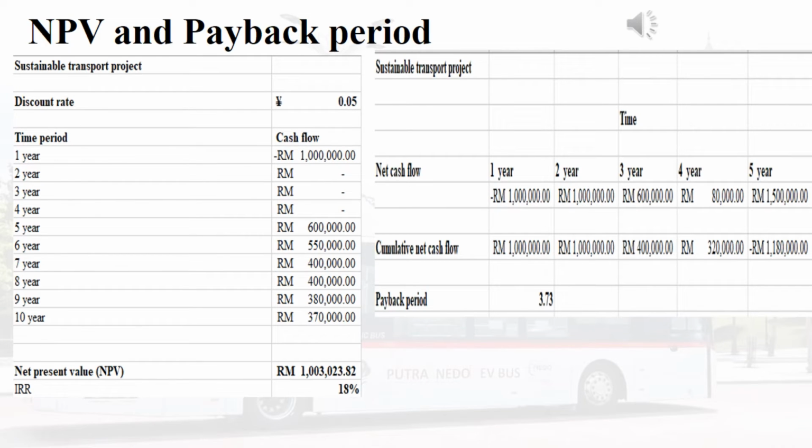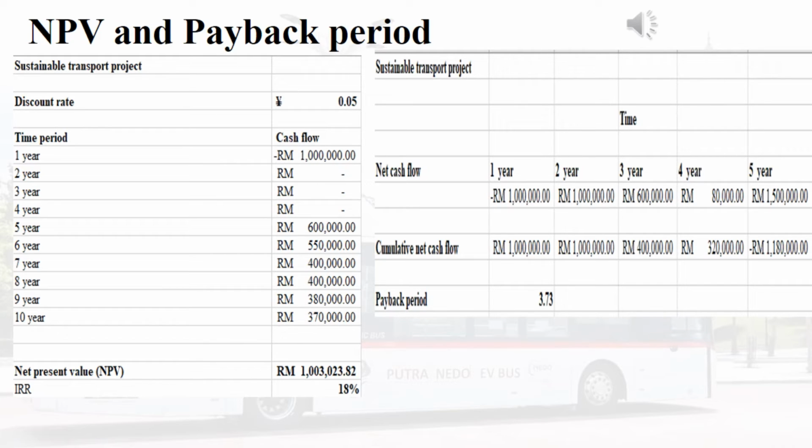The cash flow is a movement of money in and out of the company. The NPV, net present value, is calculated for 10 years. In the first year, the cash flow amount is equal to the budget invested. For the second, third, and fourth year, the cash flow value is 0. After that, from the 5th to 10th year, the cash flow values are also added. The NPV is calculated using the formula in an Excel sheet.